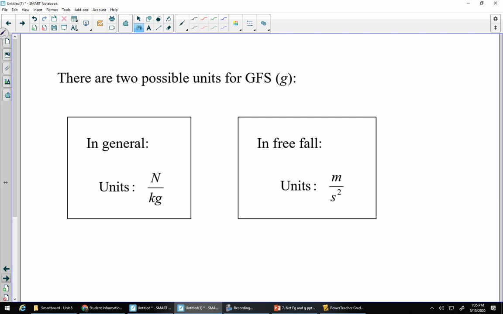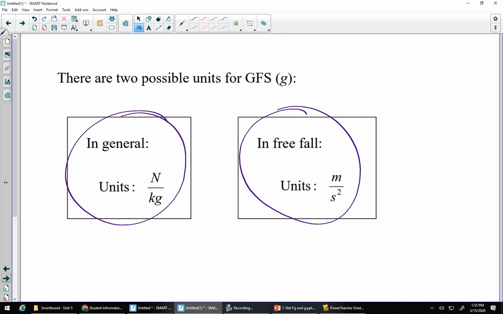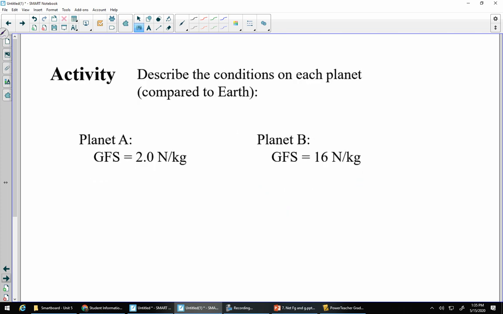Cool. So, two possible interpretations for gravitational field strength. Generally, we have newtons per kilogram, the weight per unit mass, but in free fall, we've also got it as our acceleration due to gravity measured in meters per second squared. Awesome. So let's just think about this for a second. I've got planet A. I've got a gravitational field strength of 2 newtons per kilogram. I've got planet B. I've got a gravitational field strength of 16 newtons per kilogram. And then, of course, we've got what we're used to, Earth, 9.81 newtons per kilogram. So how would you feel on planet A?